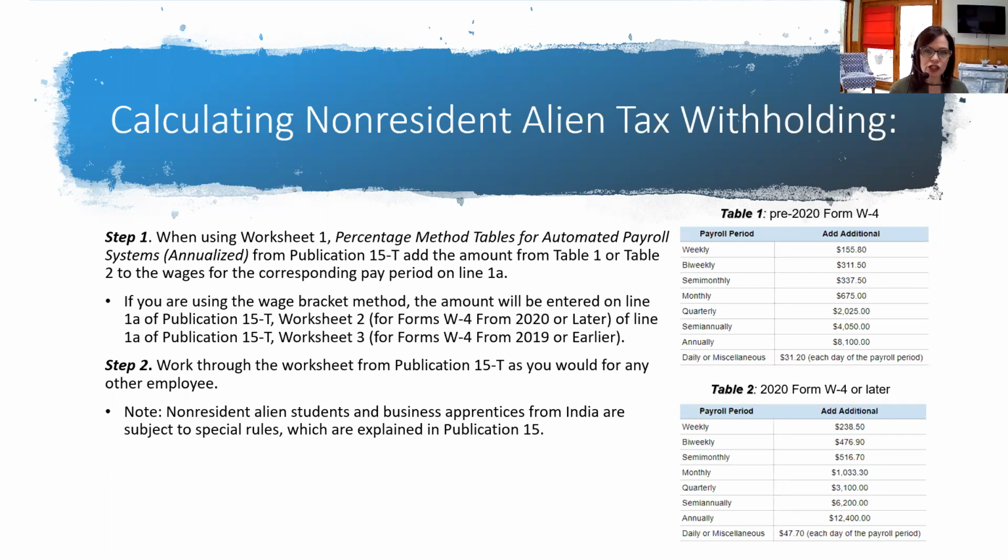When using Worksheet 1, the percentage table method for automated payroll systems, use the amount from Table 1 or Table 2, depending on whether they have a current 2020 or later W-4 or a pre-2020 W-4. If you're using the wage bracket method, the amount will be entered on line 1. That's pretty straightforward, but we're going to come back to these numbers in just a minute when we get some examples.